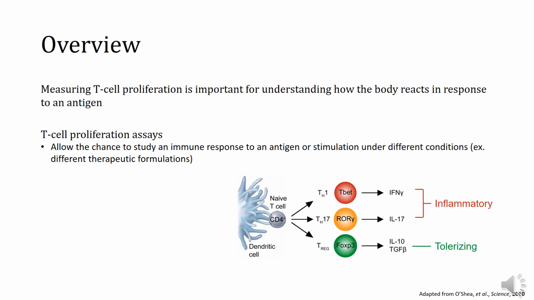antigen. T-cell proliferation assays give us a chance to study an immune response to an antigen or stimulation under different conditions. For example, if you wanted to test therapeutic formulations. The two common assays used for T-cell proliferation are carboxyfluorescence staining and thymidine incorporation.